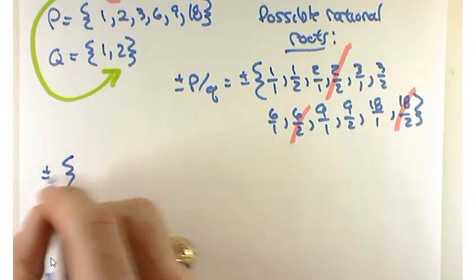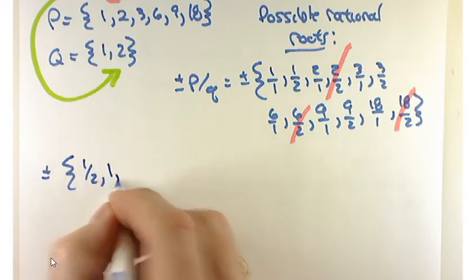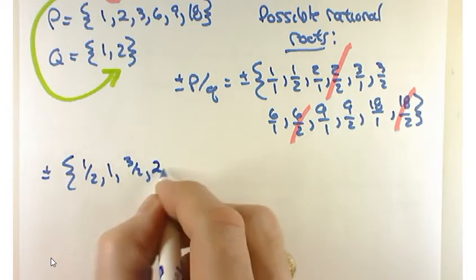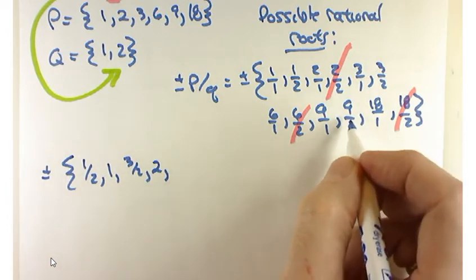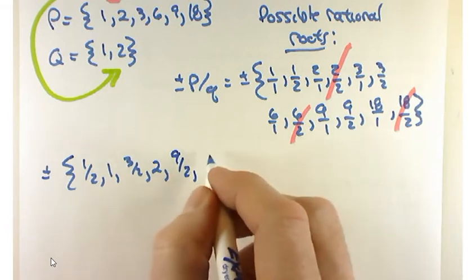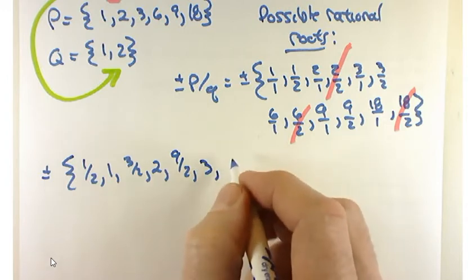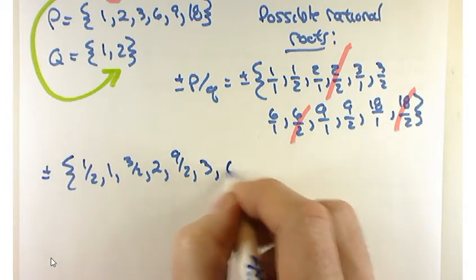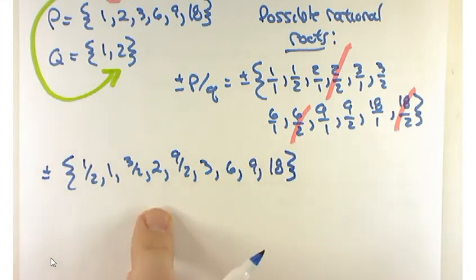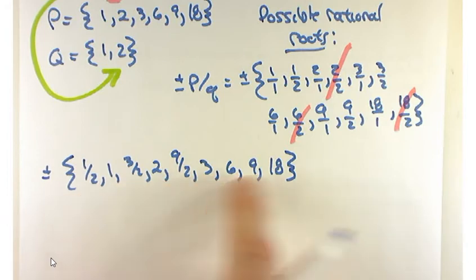So plus or minus, please don't forget the plus or minus. It'd be 1/2, and then 1, and then 3/2, and then 2. Then what else? 9/2, 4.5, and then I missed 3. Darn it. 3, and then 6, and then 9, and then 18. So wow, we got what? 1, 2, 3, 4, 5, 6, 7, 8, 9.